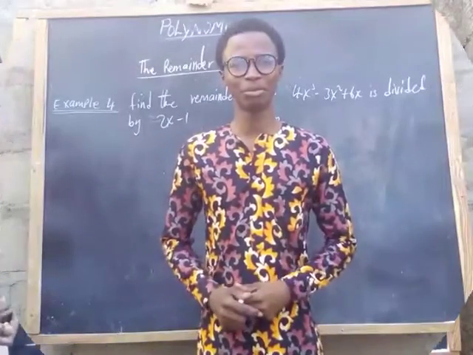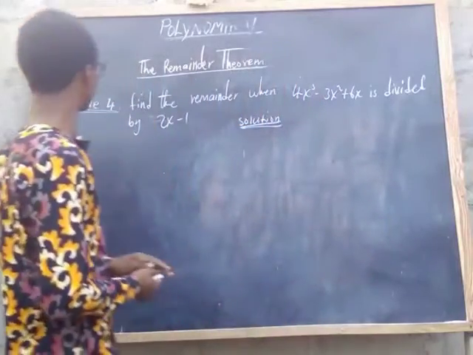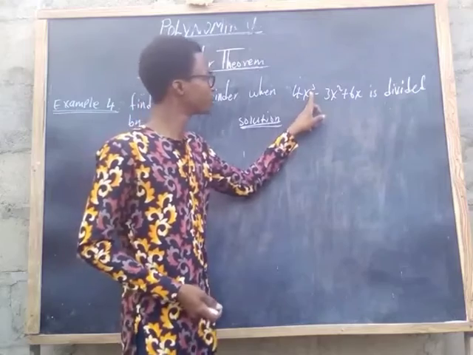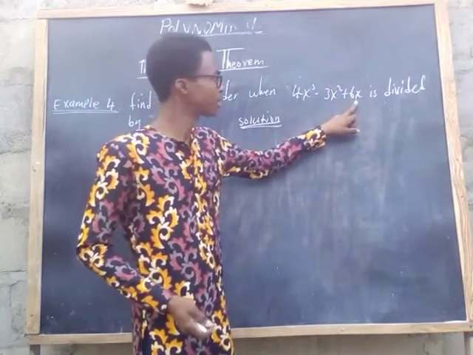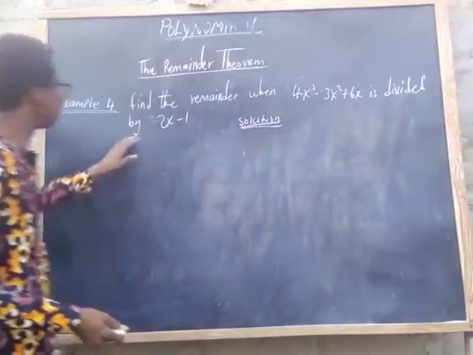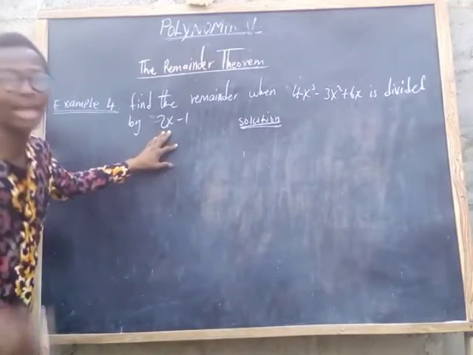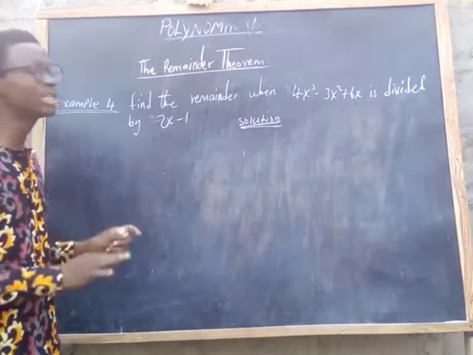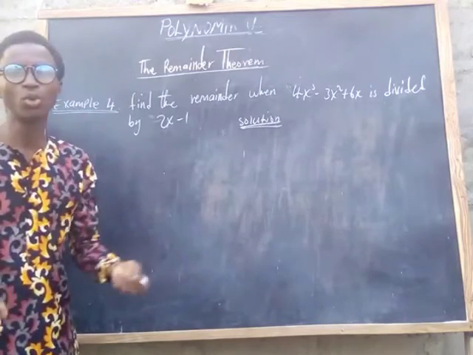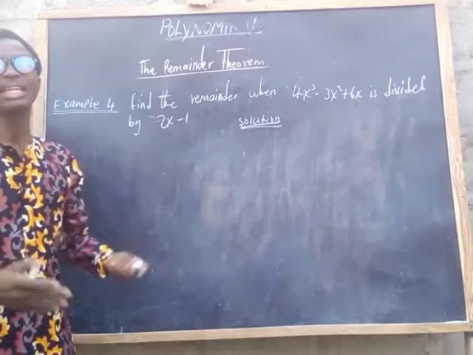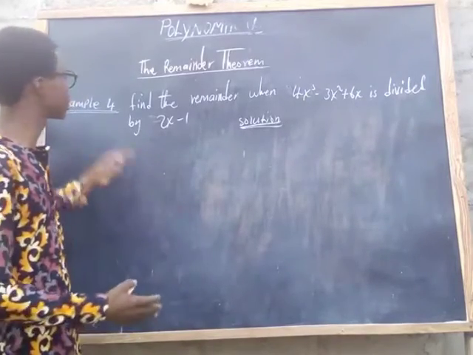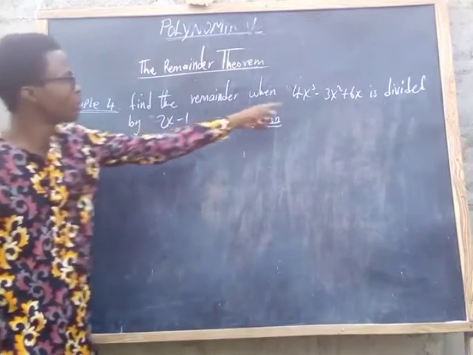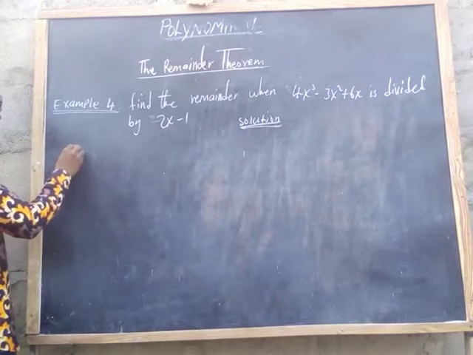I believe we move to example 4, right? Which says, find the remainder when 4x cubed minus 3x squared plus 6x is divided by what? 2x minus 1. Do you see? The same procedure that we used in solving examples 2, 1 and also 3, that's the same procedure we are going to use in solving example 4, right? Please, now we go. First of all, what are we going to do? We take the function. We say what?